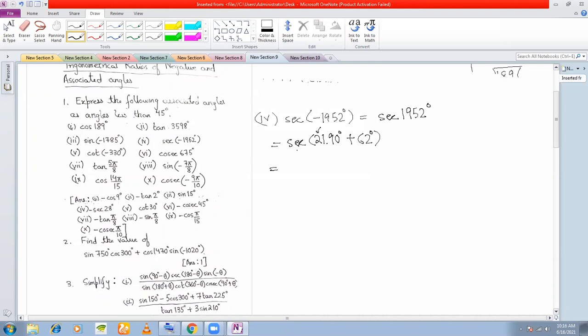Again, what do you see here? You see an odd multiple, right? And in an odd multiple, sec changes to a cosec, right? Now we see which quadrant this angle lies in. So you have 21. Till 20 rotations, you are here, right? In the 21st rotation, you are in the first quadrant. This is the 22nd rotation, right? So 21st rotation, you are actually in the first quadrant. And in the first quadrant, everything is positive. So you don't need to do anything. This is a plus sign here.